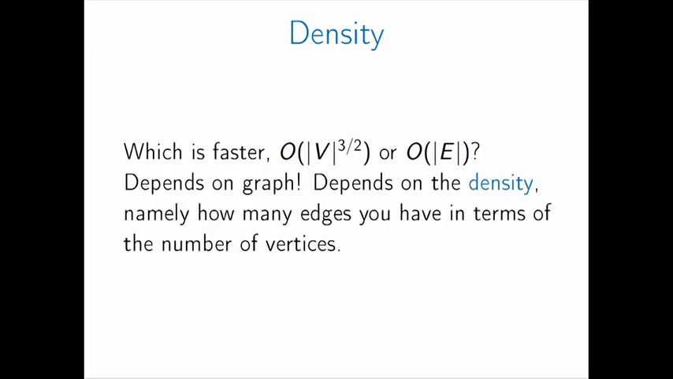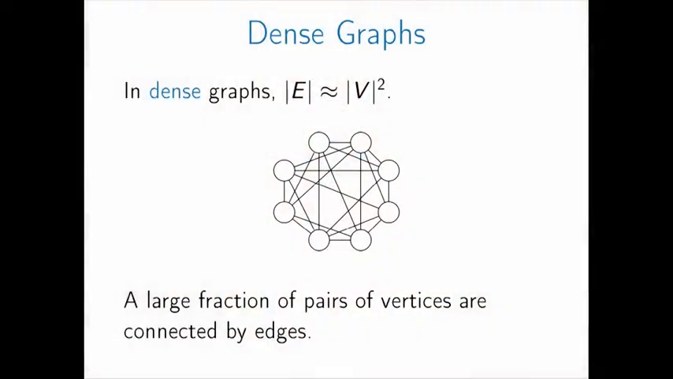In fact, which algorithm is faster depends on which graph you're using. In particular, it depends on the density, how many edges you have in terms of the number of vertices. If you have many, many edges, O of E is going to be worse. However, if you have few edges, it's going to be better. In terms of density, there are two extremes to consider. On the one hand, you have dense graphs. Here, the number of edges is roughly proportional to the square of the number of vertices, meaning that almost every pair of vertices, or some large fraction of the pairs of vertices, actually have edges between them.